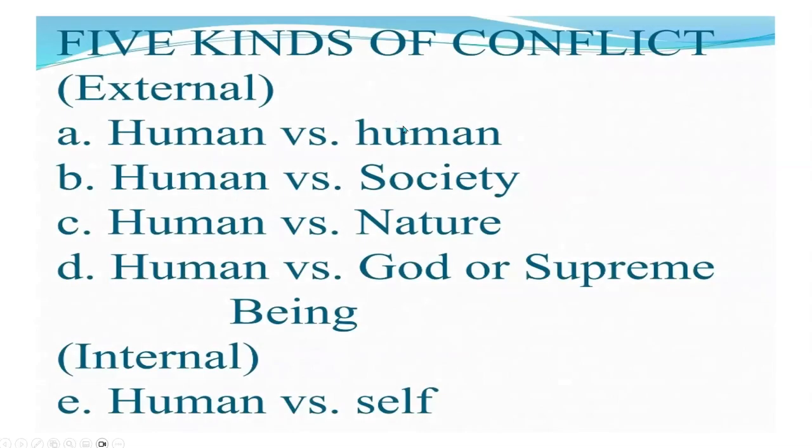Okay, so let's look at the basic kinds of conflicts that happen in storytelling. This list breaks it down into five basic ones, and there are more. You have human versus human, human versus society, human versus nature, human versus God or a supreme being. But then they say these are all external, and we have this one that's internal, human versus self.